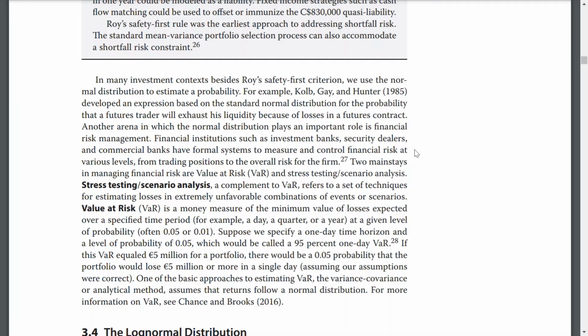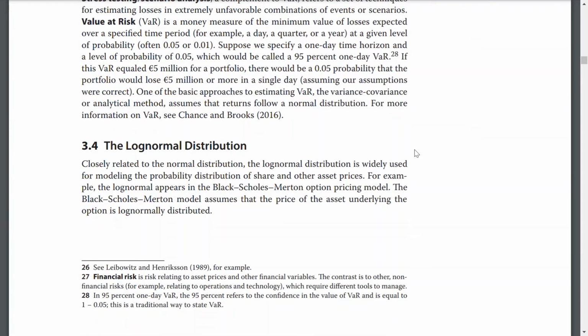Suppose we specify a 1 day time horizon and a level of probability of 0.05, which would be called 95% 1 day VAR. If this VAR equaled 5 million for a portfolio, there would be a 0.05 probability that the portfolio would lose 5 million euros or more in a single day, assuming our assumptions were correct. One of the basic approaches to estimating VAR, the variance-covariance or analytical method, assumes that returns follow a normal distribution. For more information on VAR, see Chance and Brooks, 2016.